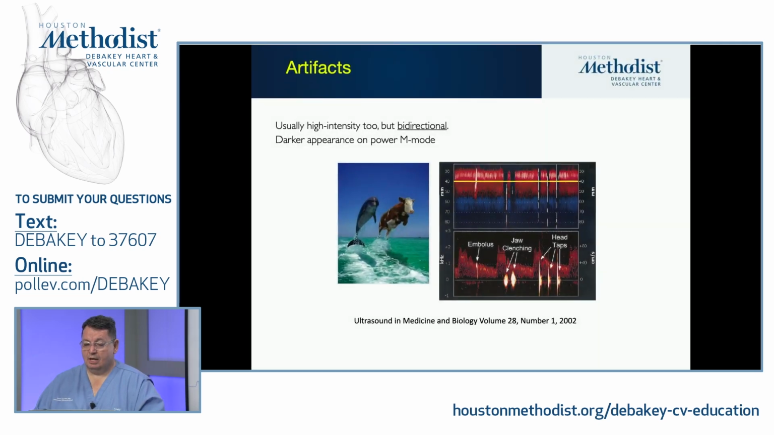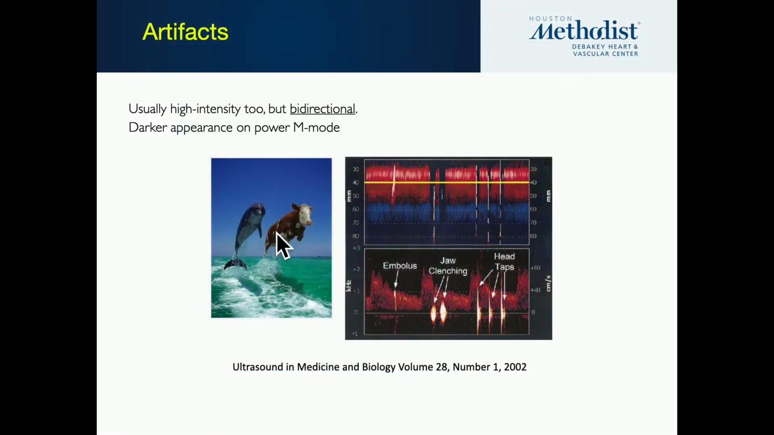And again, this is my favorite slide from Dr. Moehring, who created this M mode, and this is from his original publication, not the dolphin. This is just what you see in Houston. So when you go fishing, then you see some dolphins. The cows, those are the artifacts. So this is how easy it is to differentiate a real embolus, which is moving, swimming, rather than a cow which is not supposed to be there.